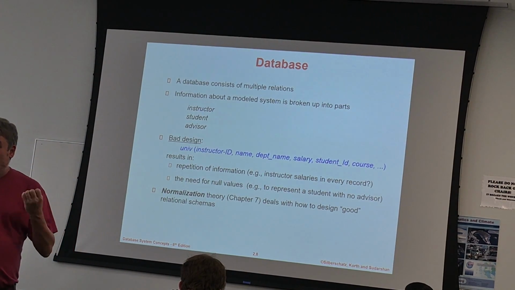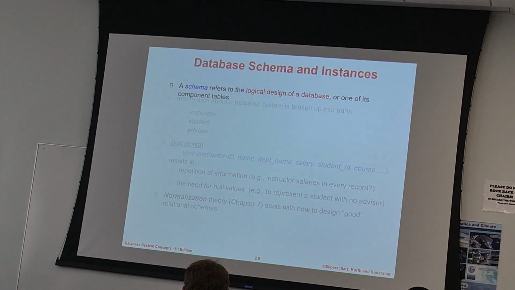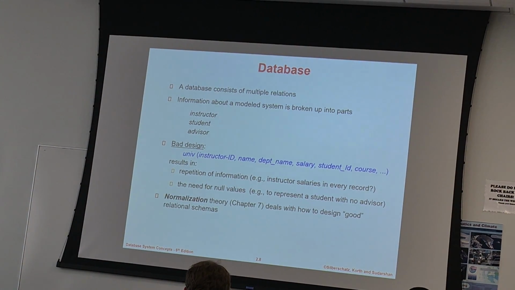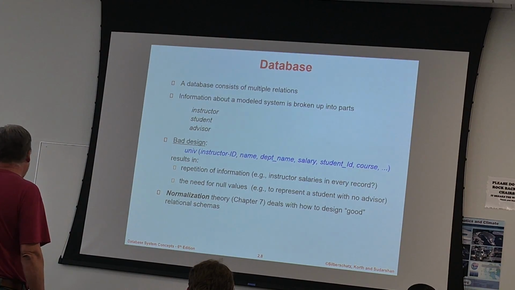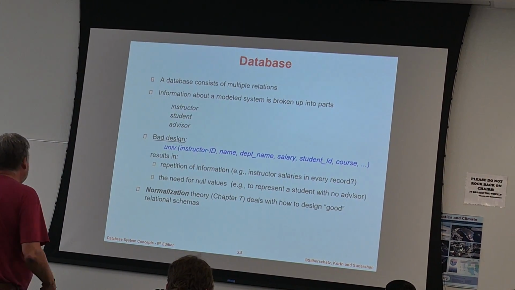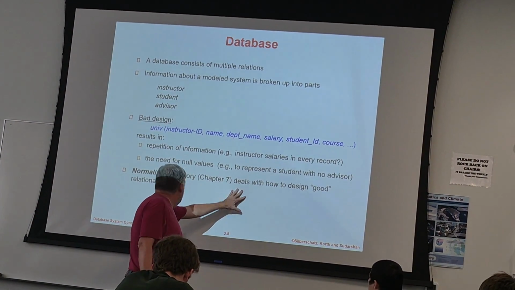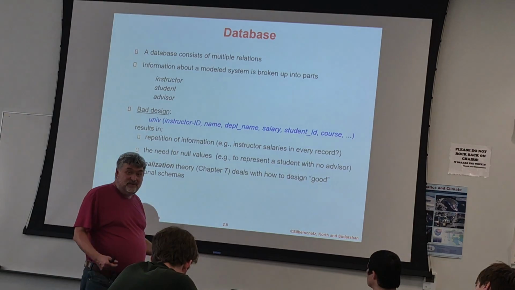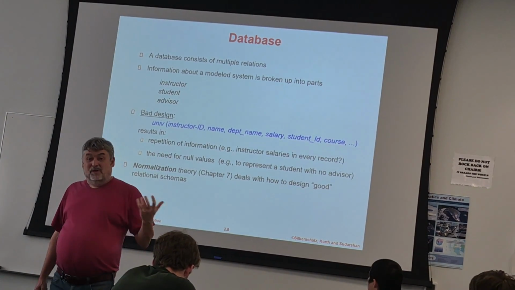We don't just use one data type. So normalization, I usually don't get to chapter 7 in this class, and I think that normalization theory is boring. Normalization theory does deal with how to design table schemas as efficiently as possible, and it has multiple levels.